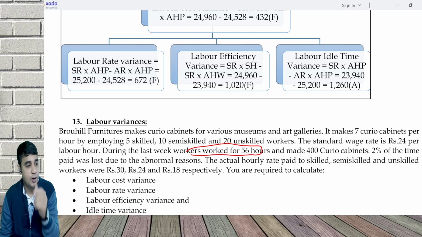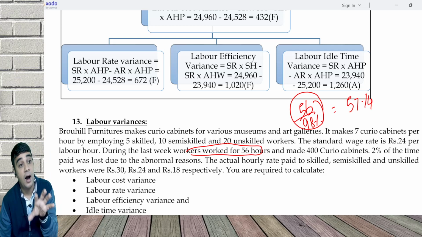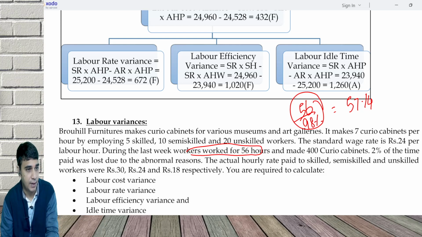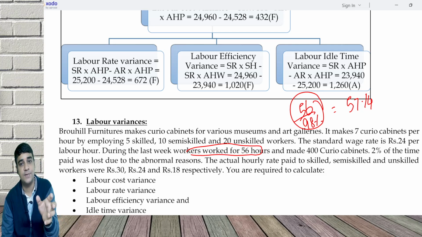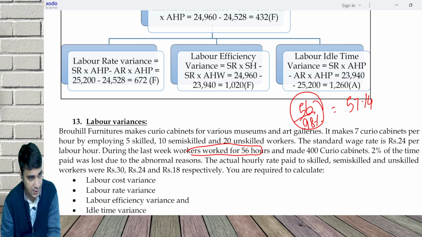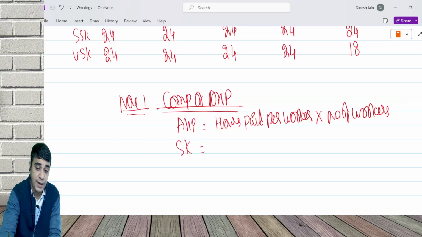In a very rare scenario, because if you do 56, can you tell me 56 by 98% is how much? Okay, if you take 56 to be hours worked, then hours paid will be 57.14, which is a very random number. I can't have a random number like this. So ideally, if they say during the last week workers worked for 56 hours, it means the workers were in the factory for 56 hours. In that, 2% of the time paid was lost due to abnormal reason. So hours paid per worker is 56.